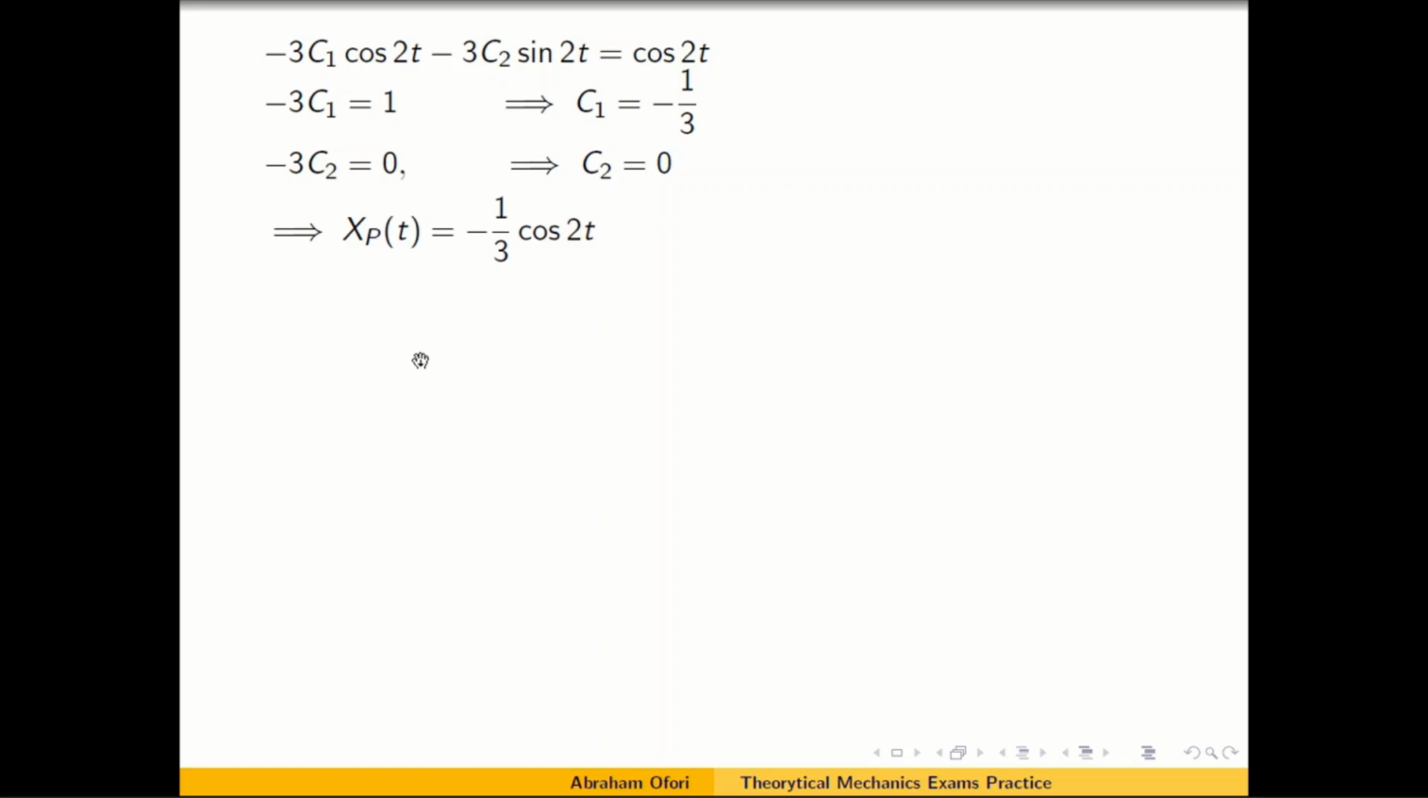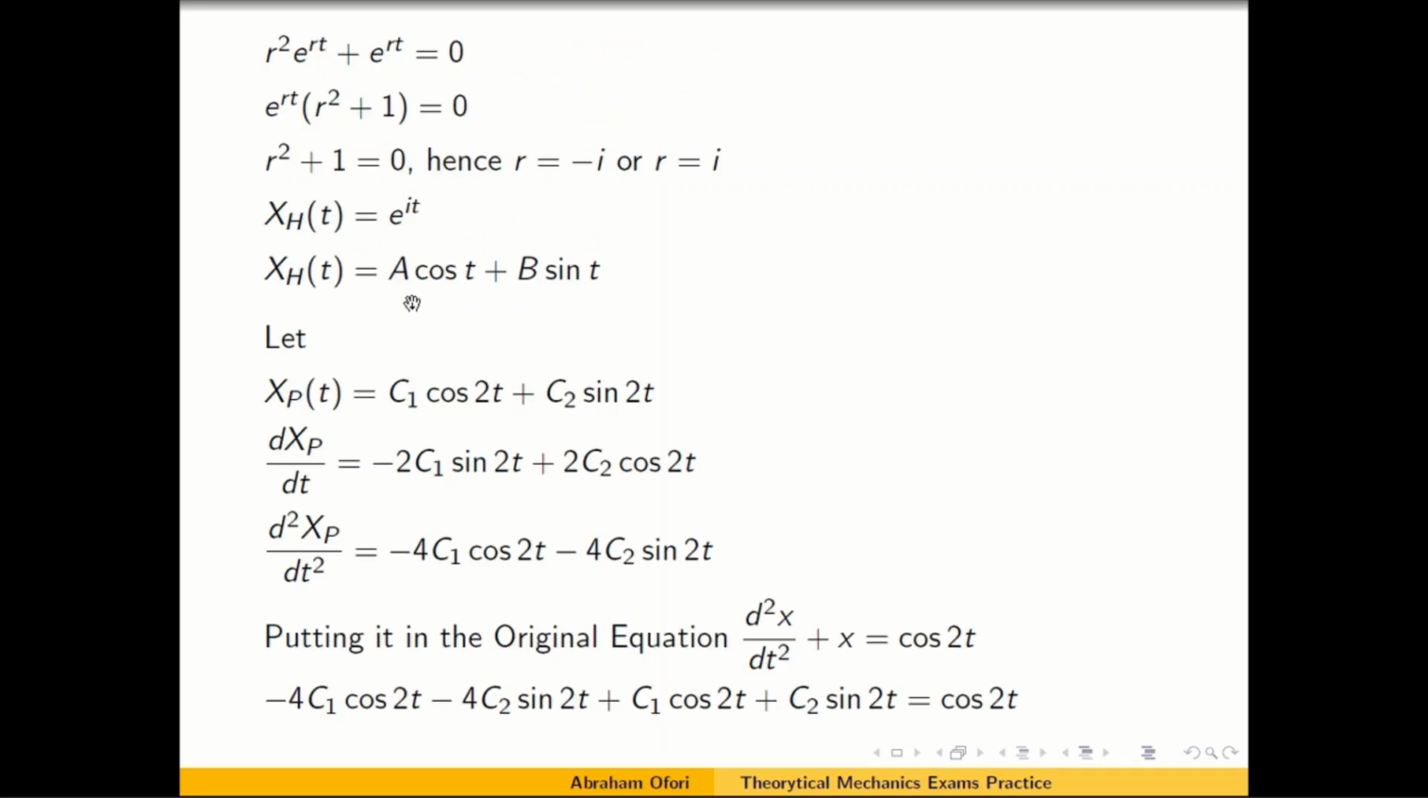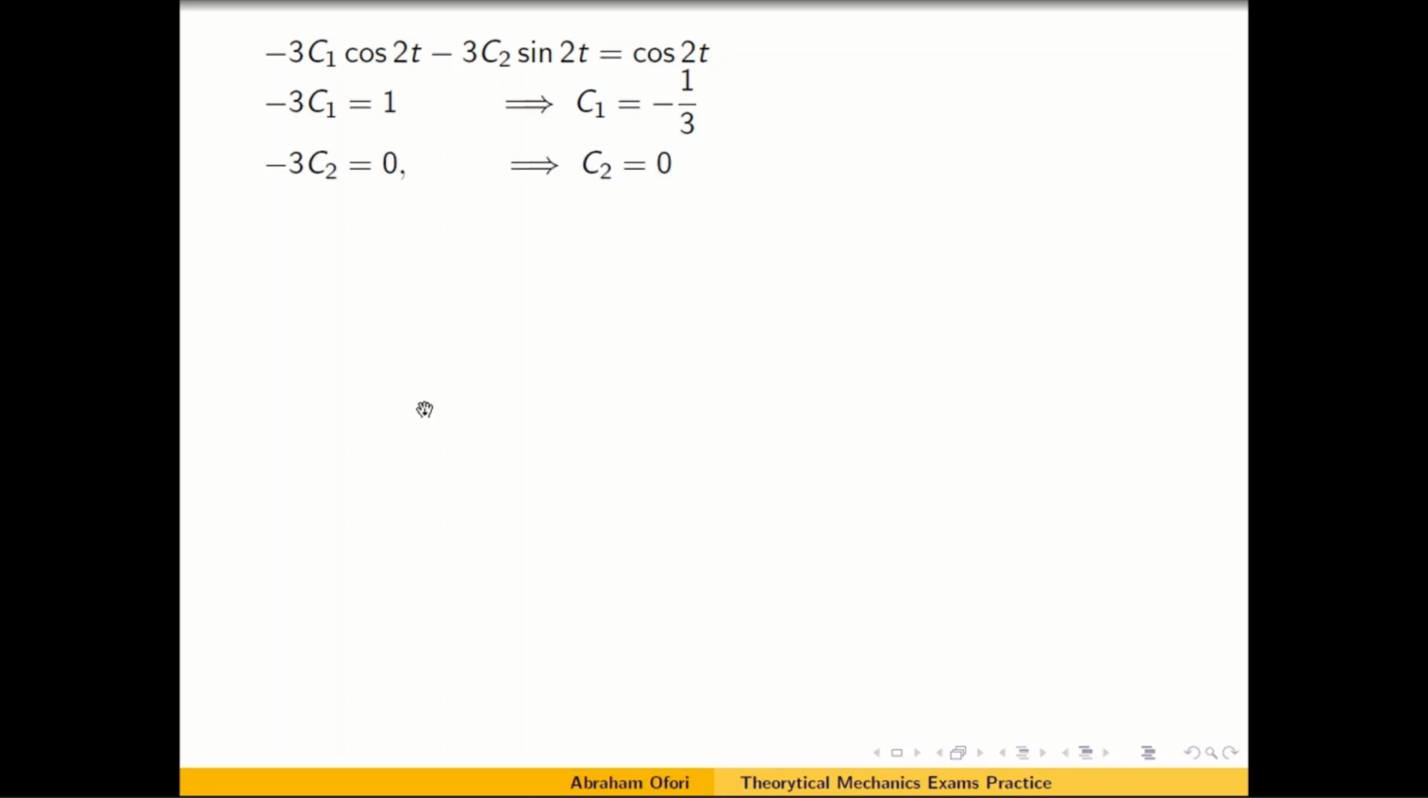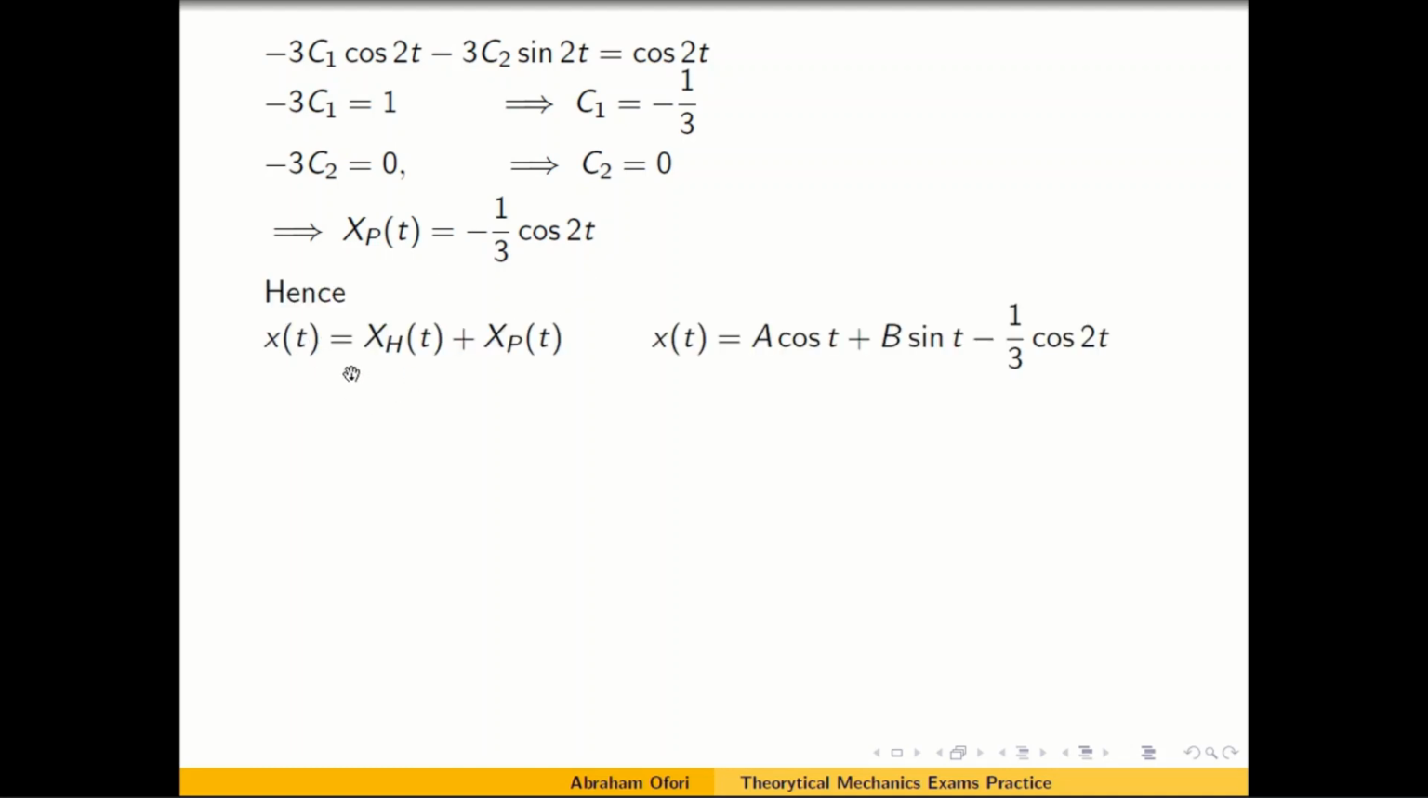Now it means that my xp of t is equal to c1 cos 2t plus c2 sine 2t. I just substitute my c1 and my c2 in this, and since c2 is 0, I get only the cos 2t part. So I get xp of t to be negative 1/3 cos 2t. Now my x of t is equal to the summation of the solution at the transient state plus the solution at the particular state, or the steady state.